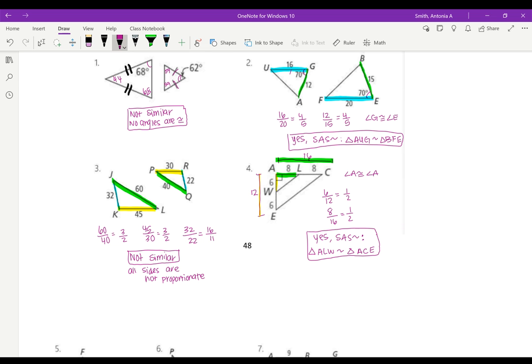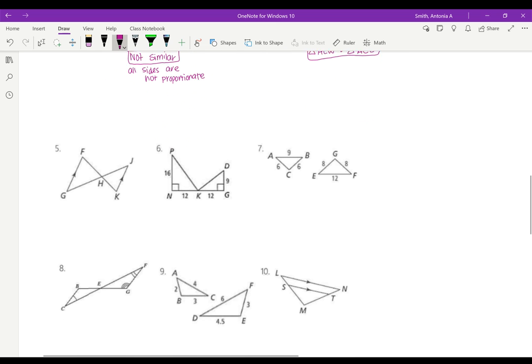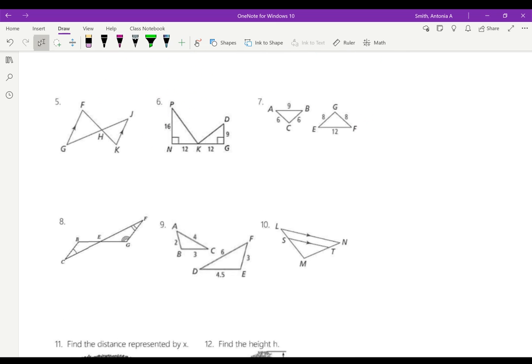Okay. Now let's look at some more examples, still checking similarity statements. On number 5 here, this is that same bow tie problem from our last section. We have these vertical angles here, which means those are congruent. But then I don't know much more of my information because they didn't give me any numbers.